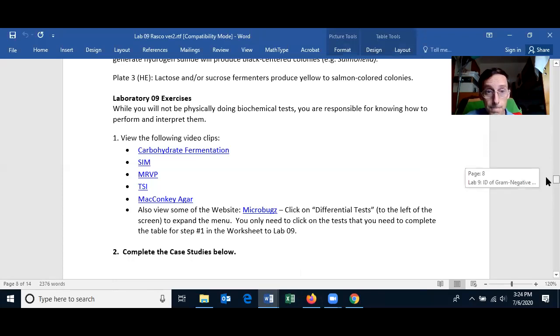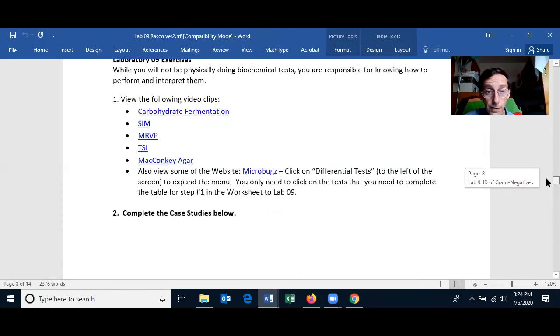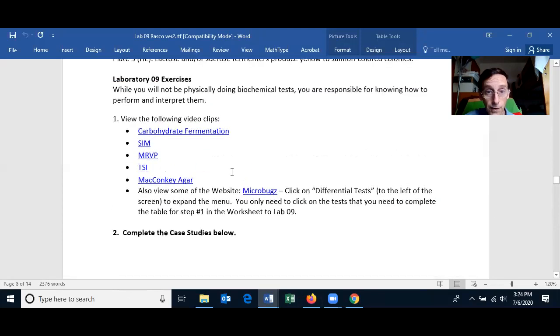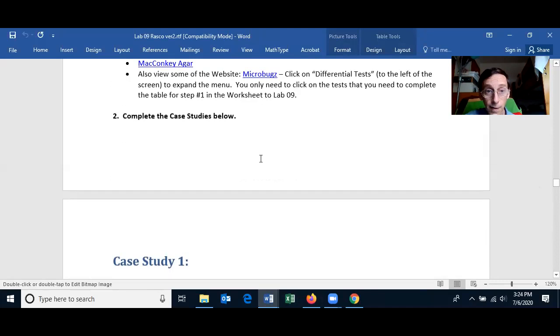And then I guess I was wrong. There is no virtual lab for this one. You're just watching the videos and then looking at the Microbuzz webpage on the differential tests. And then complete the case studies below.